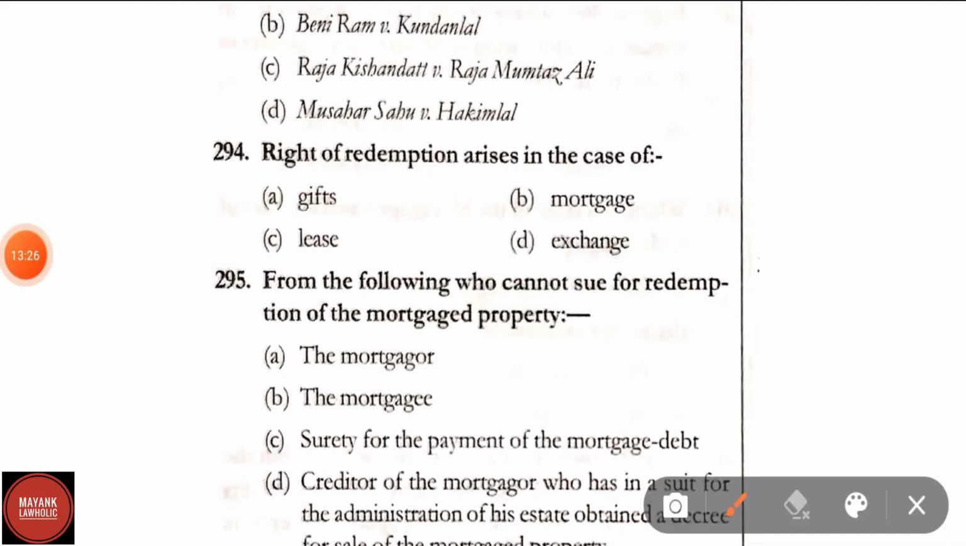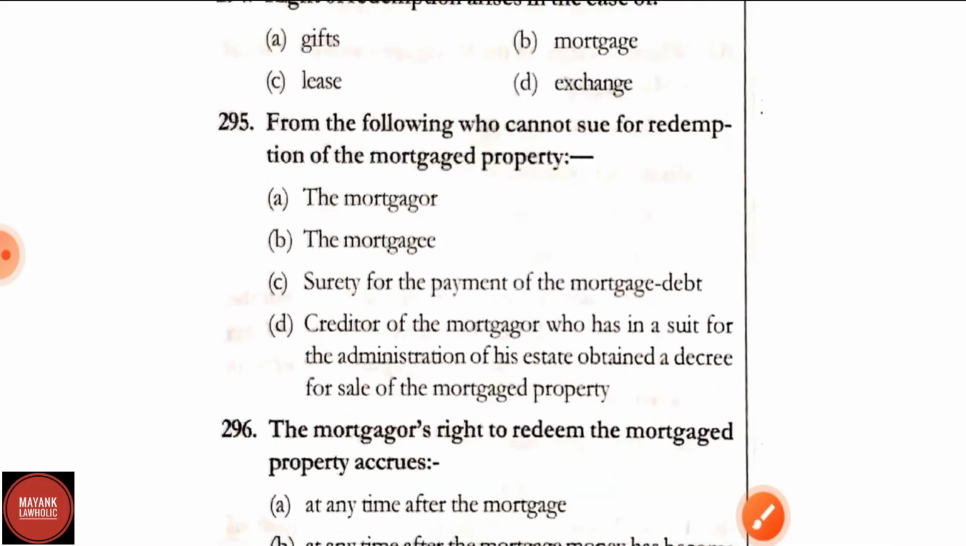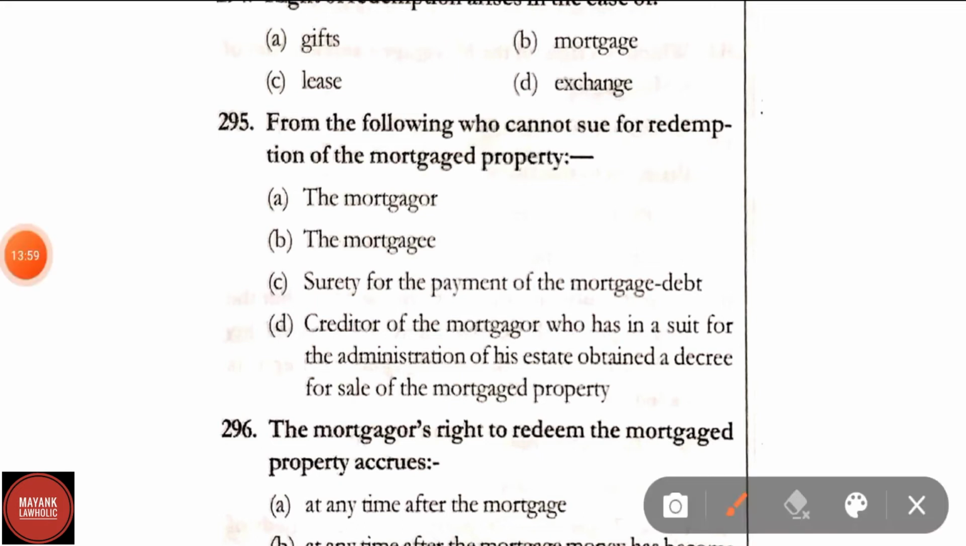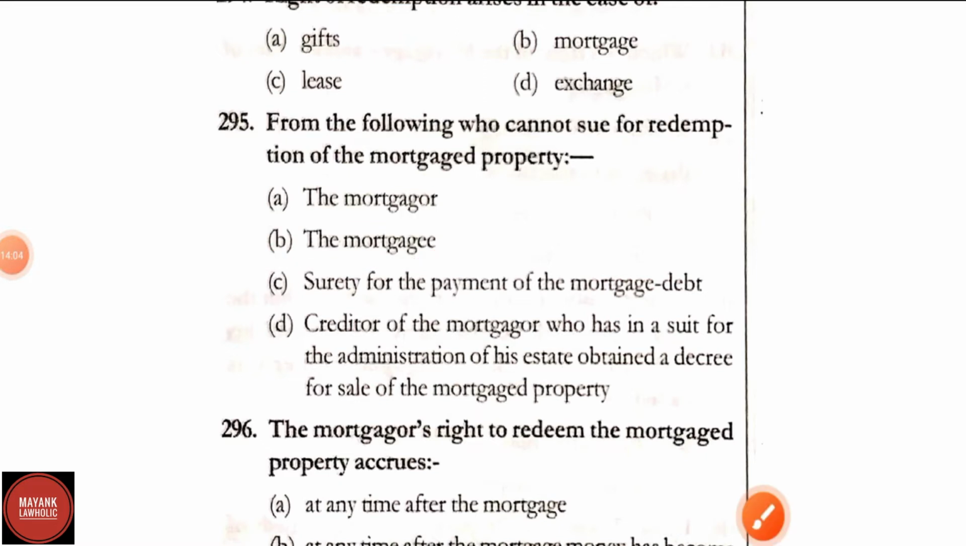Question number 294. Right of redemption arises in the case of gifts, mortgage, lease, exchange. Here correct answer is option B, mortgage. Right of redemption arises in the case of mortgage. Question number 295. From the following, who cannot sue for redemption of the mortgage property? Options are the mortgagor, the mortgagee. Option C, surety for the payment of the mortgage debt. Option D, creditor of the mortgagor who has in a suit for the administration of his estate obtained a decree for sale of the mortgage property. Correct answer is option B, that is the mortgagee. Mortgagee cannot sue for the redemption of the mortgage property.